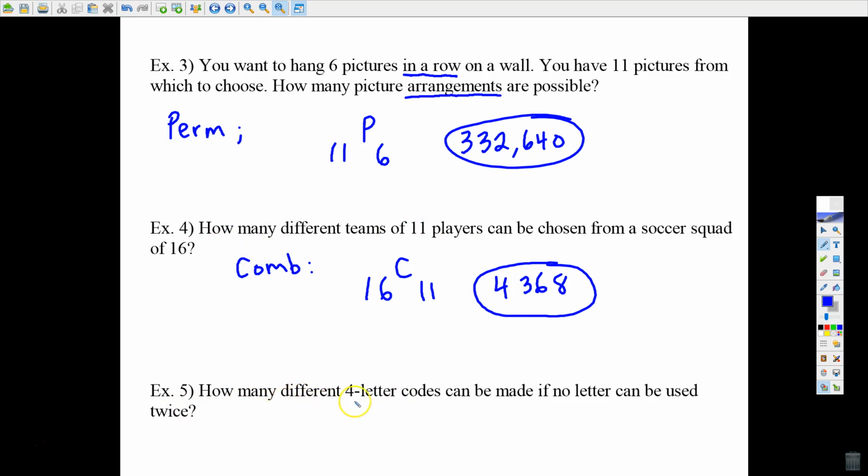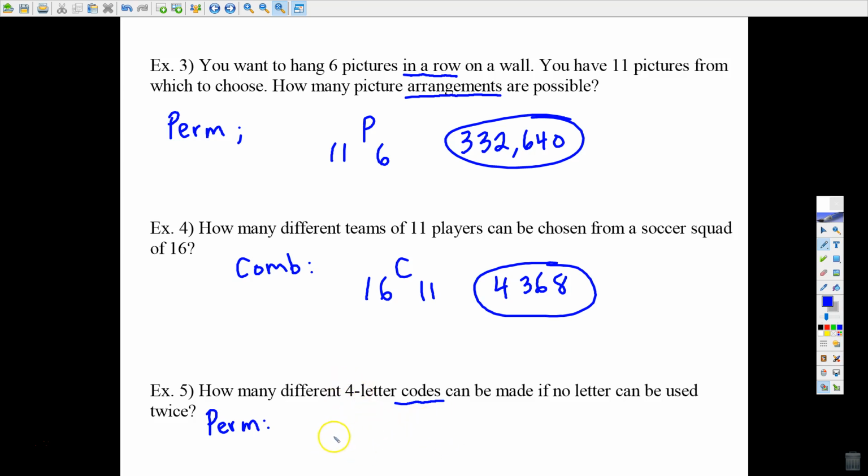Number 5, how many different 4-letter codes can be made if no letter can be used twice? Okay, well, think about how many letters we have in the alphabet. There's 26. And again, I don't see any key words here like arrangements or orders, but if we're talking about a code, it's very important for codes that the letters have to be keyed in a certain order, or the code won't work. So this is implied that this has to be a permutation. Order definitely matters when it comes to codes.